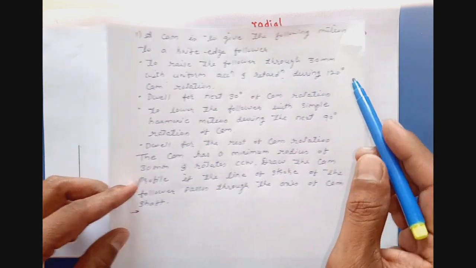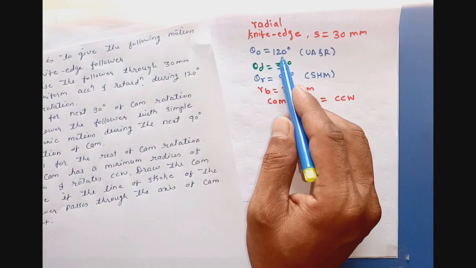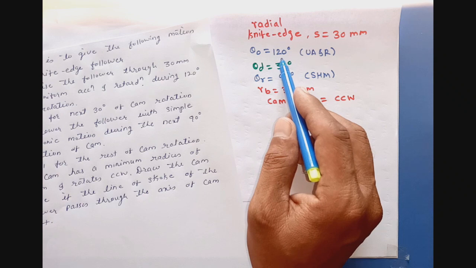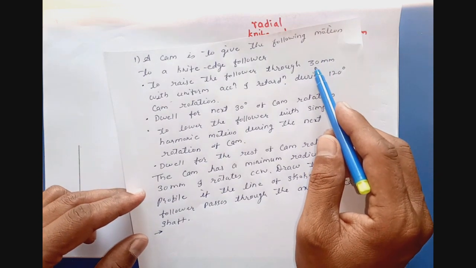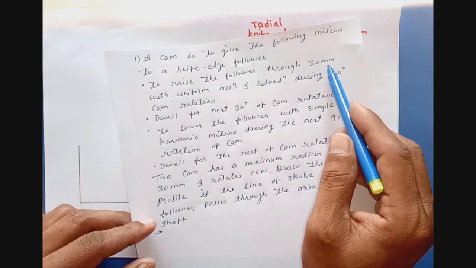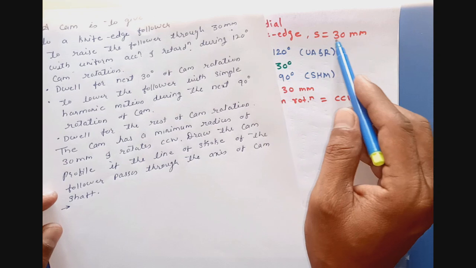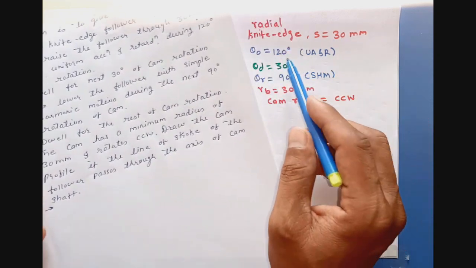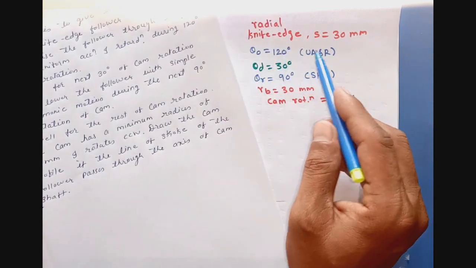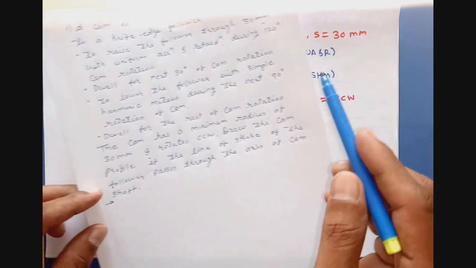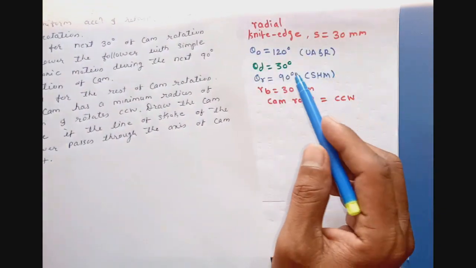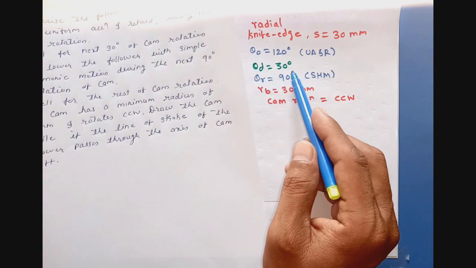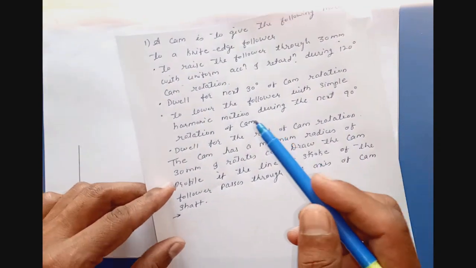So theta O is the angle turned by the cam during outstroke, that is when the follower is rising, and the follower raised through 30 millimeters, that means lift or stroke of the follower indicated by S is 30, and the motion during outstroke is uniform acceleration and retardation. There is dwell for next 30 degrees of cam rotation. So dwell angle theta d is equals to 30 after the rise of follower.